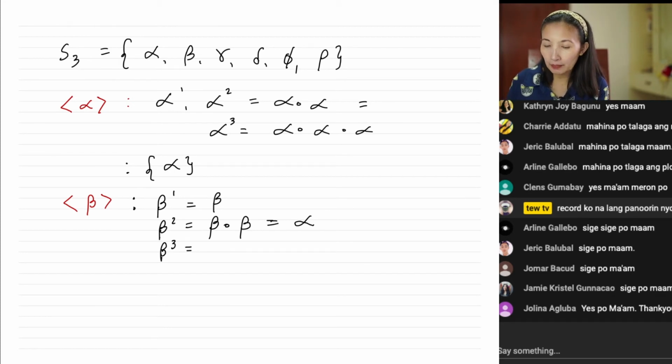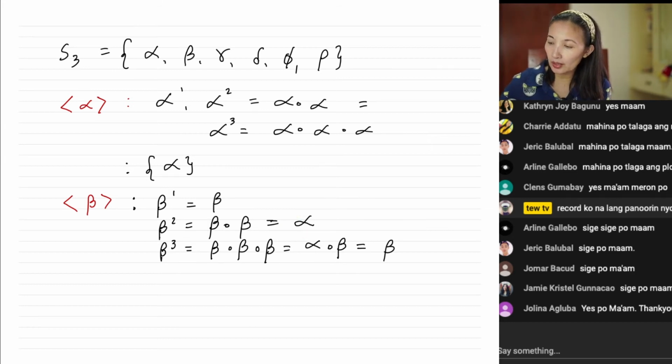Next, how about beta cube? Beta cube means beta circle beta circle beta. What will it be? First, beta circle beta is alpha. Alpha circle beta is equal to beta, and it gets you back to the first answer. So we have to stop with this. What is generated by beta? The set consisting of beta and alpha.